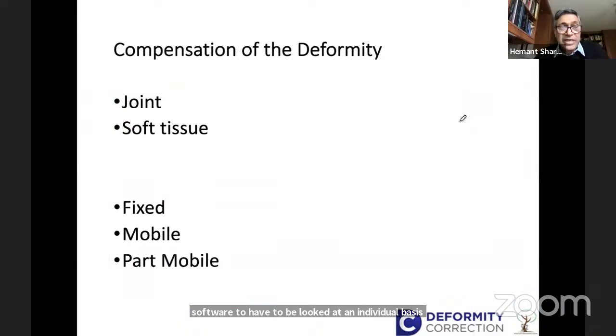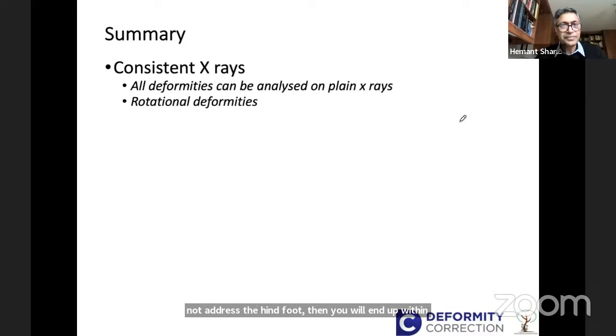Again, the most important thing at the end of the deformity correction is analysis of the patient and the clinical examination. But very important is the compensation of the deformity, whether it's a mobile deformity, compensation partly mobile, or fixed. A great example is a tibial deformity which has a compensatory hindfoot. And that hindfoot can be fixed or mobile. If you have a fixed hindfoot deformity and you correct the tibia and do not address the hindfoot, then you will end up with a secondary deformity in the hindfoot.